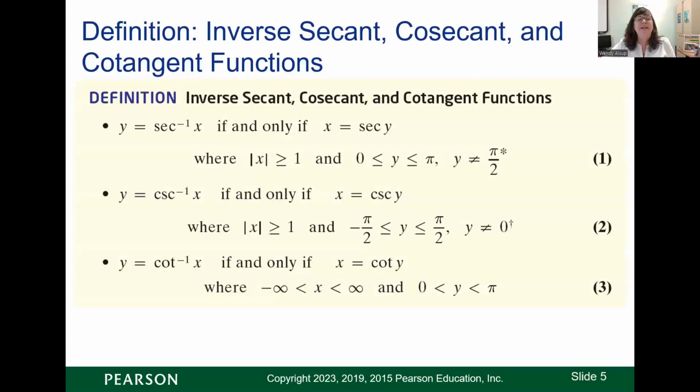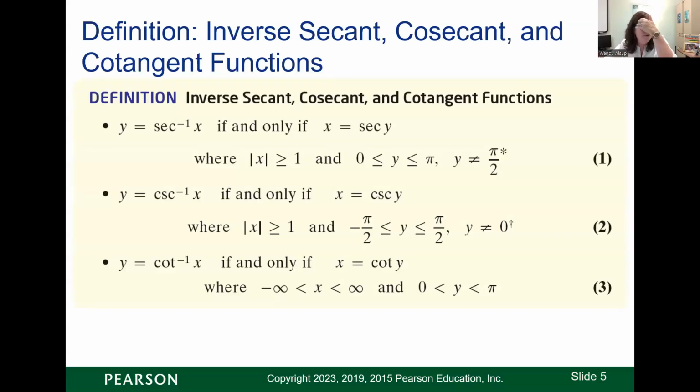Remember that the inverse secant is a way of undoing the secant. It's a way of finding the angle if you originally know what the secant at that angle is. So it's the inverse function of finding the secant. The inverse secant, the inverse cosecant, inverse cotangent all work the same way. Their domains and ranges matter here, so we're going to focus in on the domains and ranges.